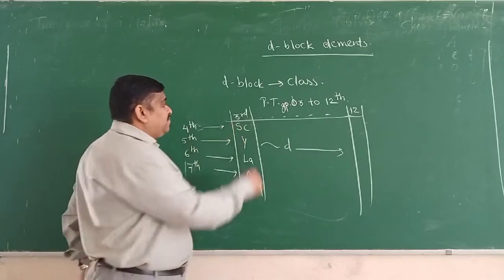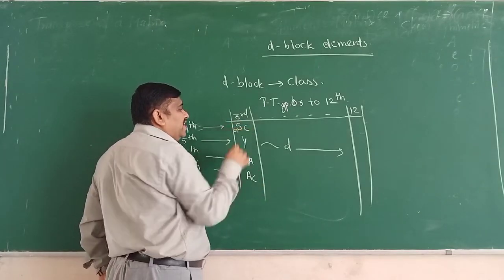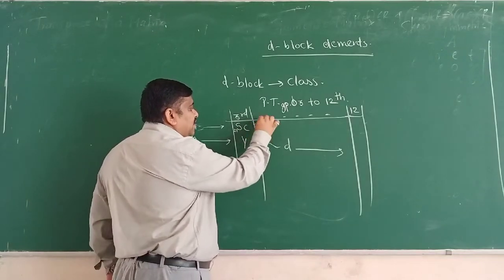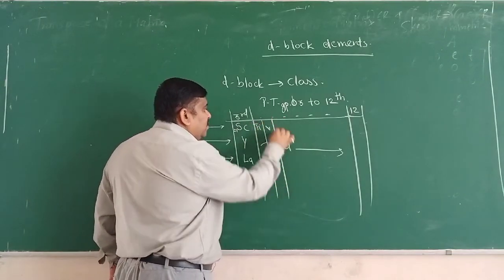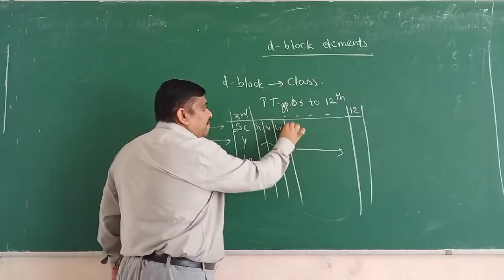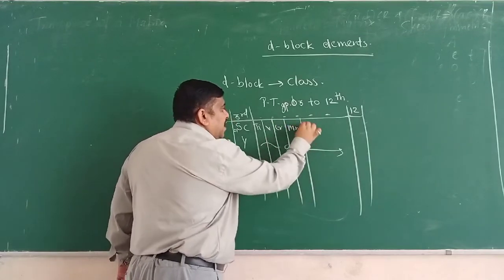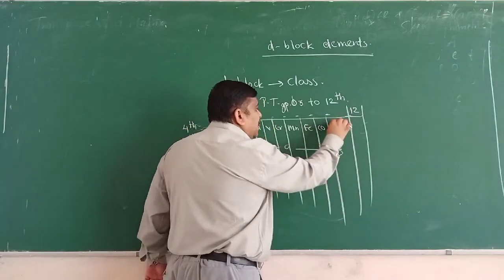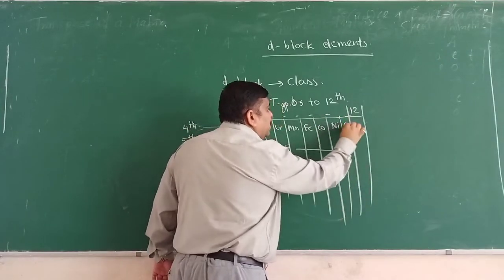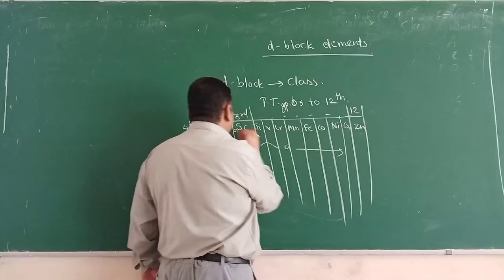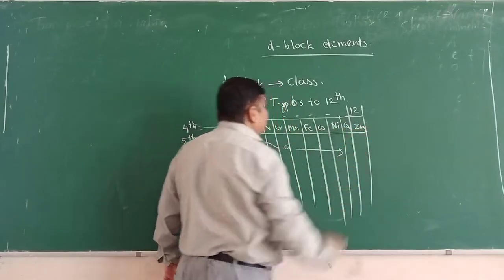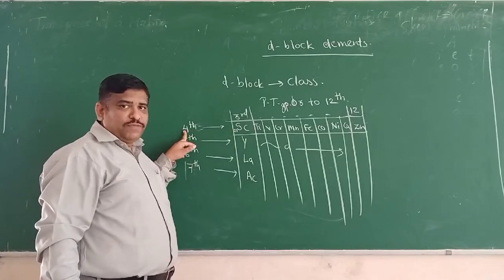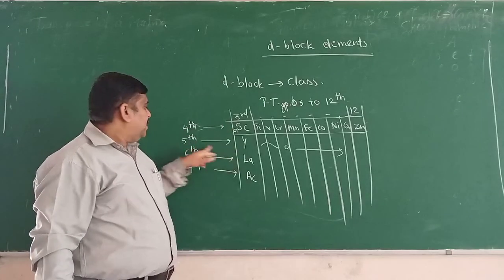Now I will write the 3rd group, first element scandium, and the other elements belonging to the 4th period. Scandium, atomic number 21. Next element titanium, vanadium, chromium, manganese, iron, cobalt, nickel, copper, and the last one is zinc. So these are the d block elements which belong to the 4th period.